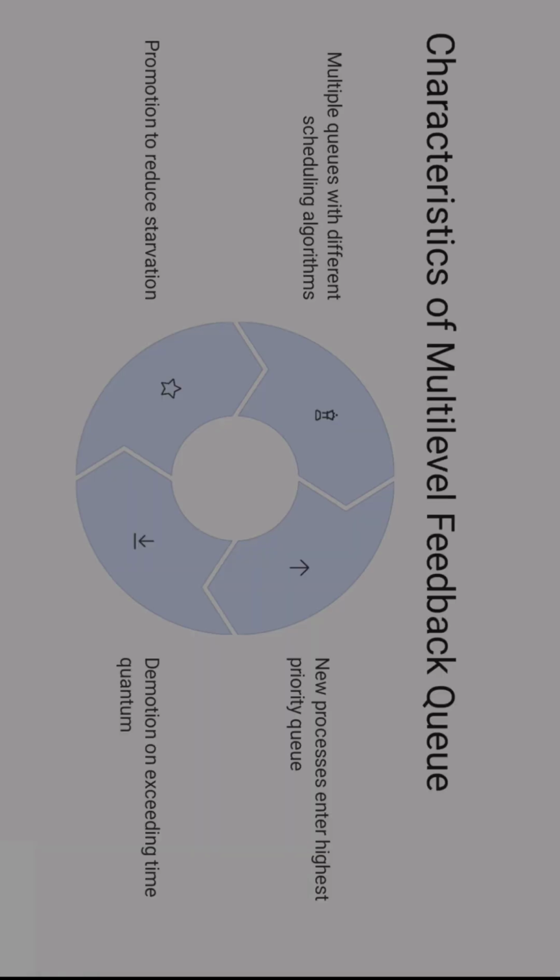Now here's a breakdown of its main features. First, multiple queues, each with a different algorithm like round robin, FCFS, etc. Second, processes move up or down dynamically. Third, new processes start at the top. Fourth, if the time slice is exceeded, the process goes down. Fifth, if a process waits too long, it goes up. MLFQ is like a school teacher moving students to the front bench if they behave well, or demoting them if they misbehave. It adapts to student behavior.